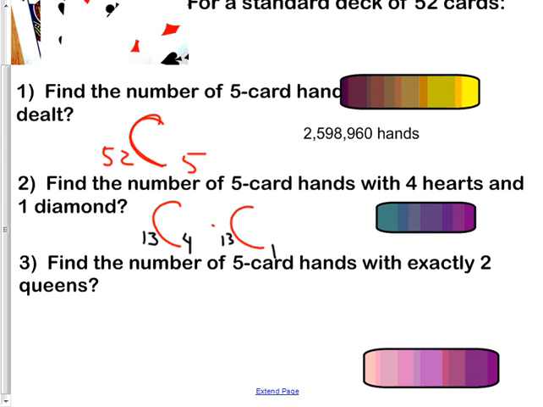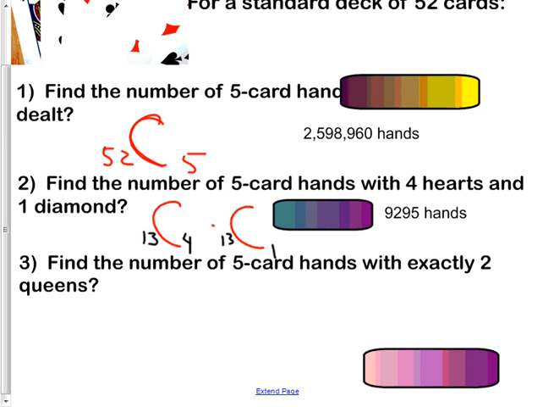Pretty insane. The number of hands that you can get dealt is over 2.5 million hands. So if you wanted to just deal yourself hands of cards, you'd have to deal yourself 2.5 million hands to see all the different combinations you could have had. It's just crazy. There are a lot. Now, what this would lead us to is if I wanted the probability of getting 4 hearts and a diamond, I take this number and divide it by this number.